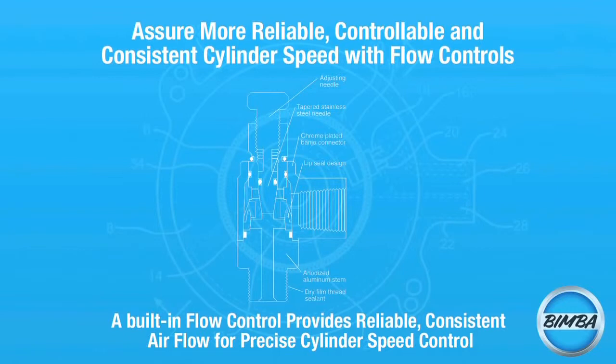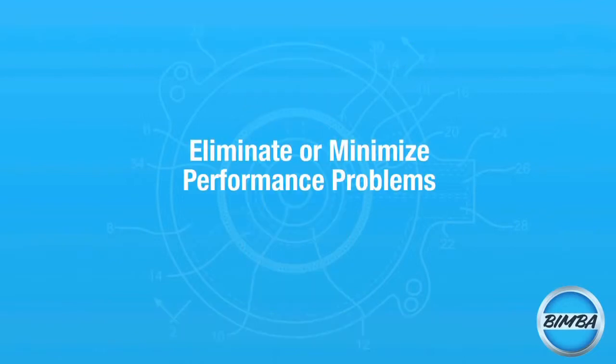The solution to these problems is installation of a flow control device on your cylinder to assure constant, controllable airflow for precise and consistent speed control. The working environment can have a direct negative effect on your cylinders. Here are some of the environmental factors to consider to prevent or counteract negative effects on your cylinders.